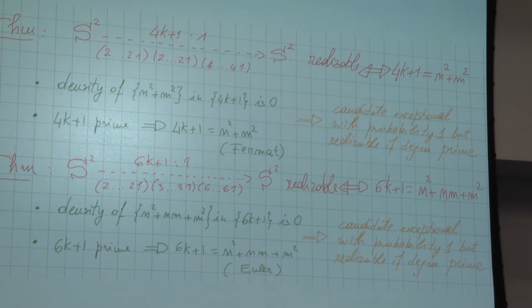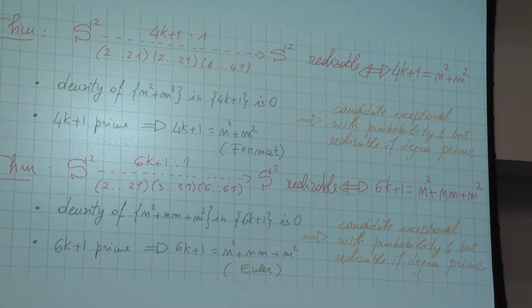Now, what is interesting in this result, and this partially answers the question you raised before, is that if you take the numbers of the form congruent to 1 modulo 4 that can be expressed as the sum of two squares, then they have zero density. There are very few of them. But on the other hand, if 4k plus 1 is prime, you know that 4k plus 1 is the sum of two squares by an old theorem of Fermat.